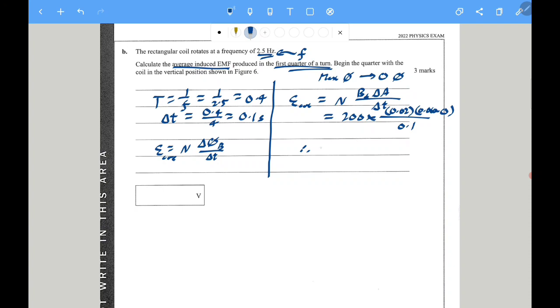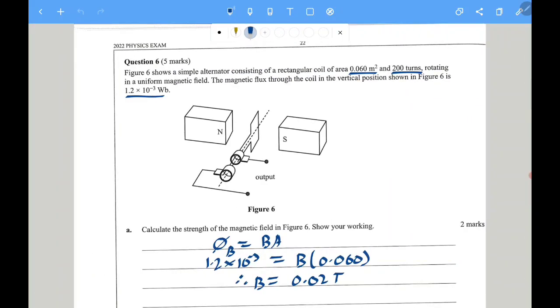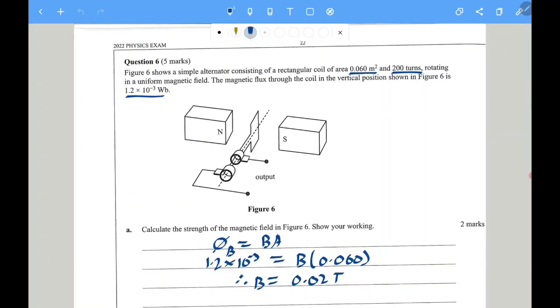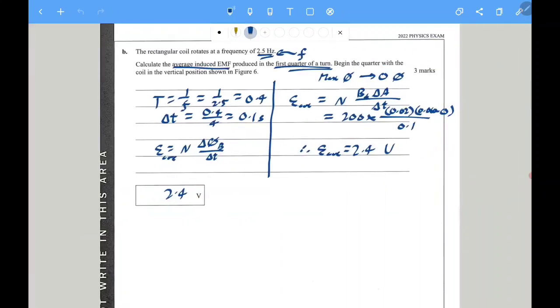All right. So here I get a value of 2.4 volts. So that seems about right. Correct me if I'm wrong in the comments, but that seems right to me.